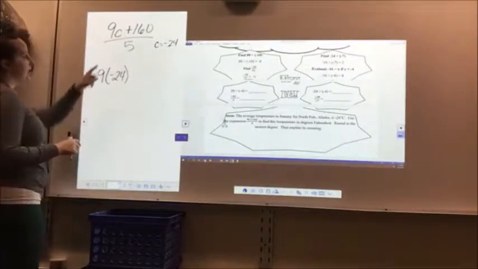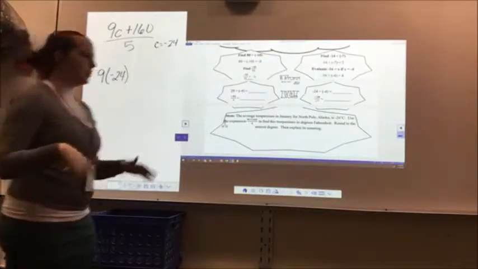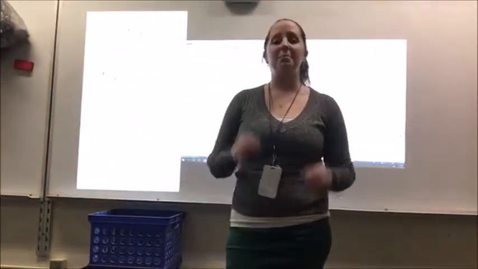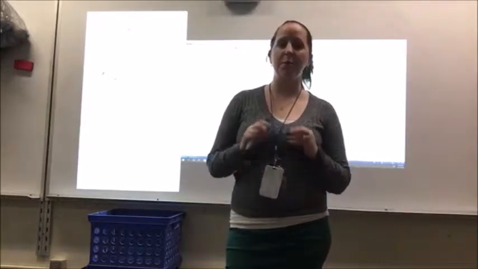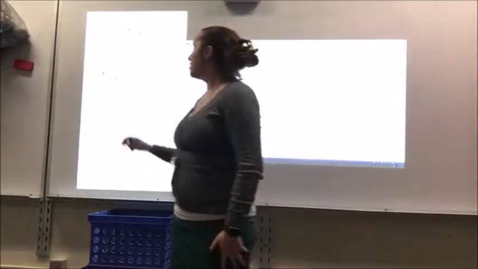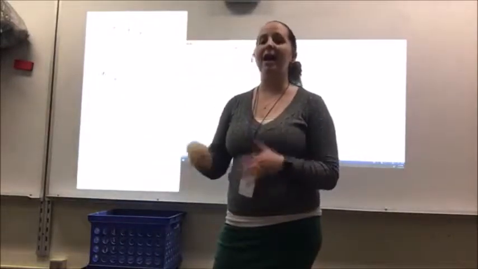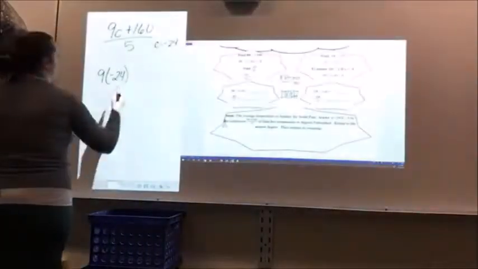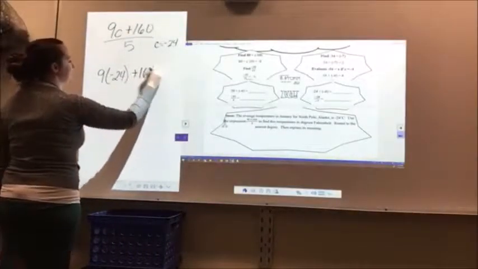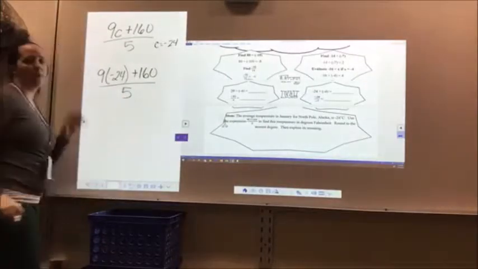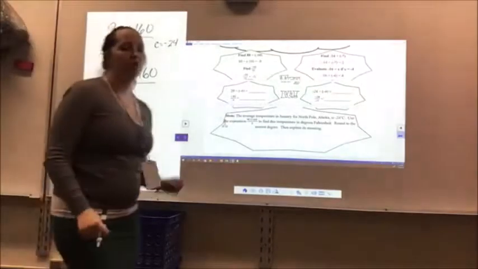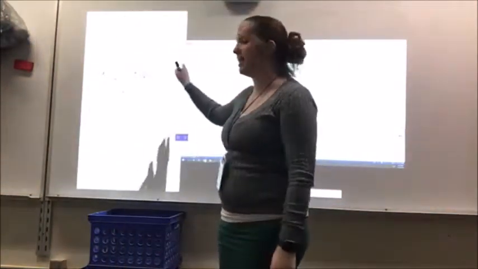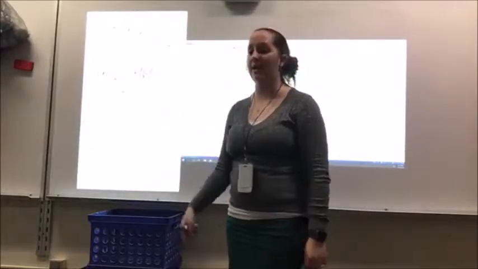So 9, negative 24. This does not mean that you just put the 24 right next to the 9 and say 924. That is not what that means. It means multiply. There's an invisible multiplication symbol there. Okay? So 9C means 9 times C. 9 times your value of C. So 9 times negative 24 plus 160 divided by 5. Notice how I wrote all of this out. Just because you put this in a calculator does not mean I don't want to see your work. I do want to see exactly the steps that you're following when you're writing this down.